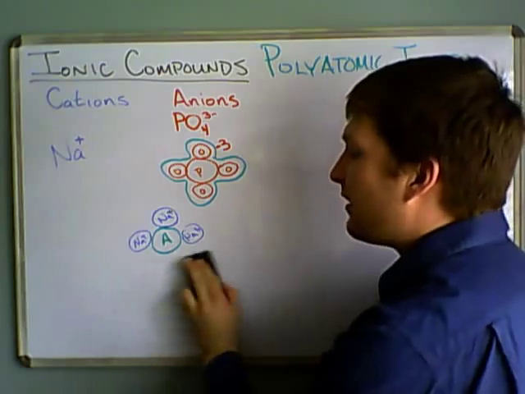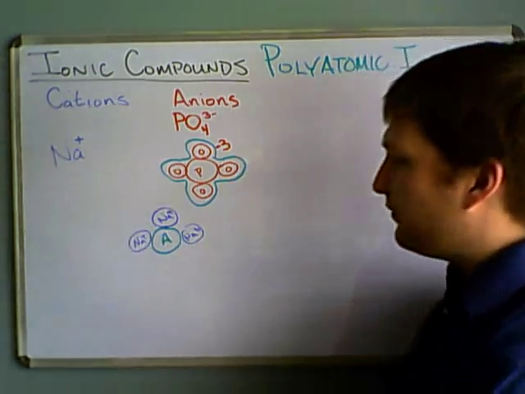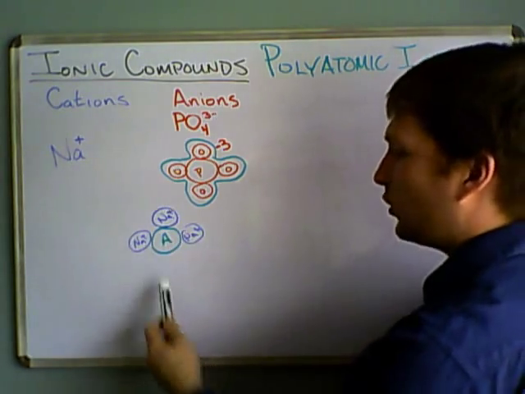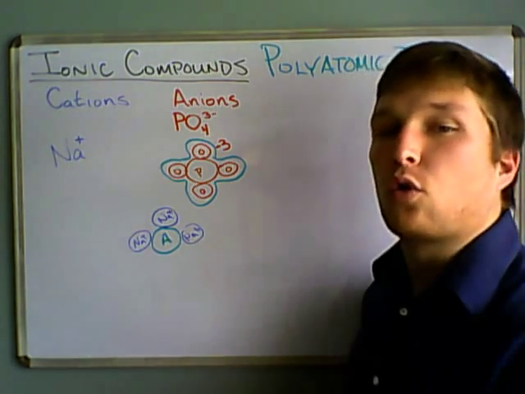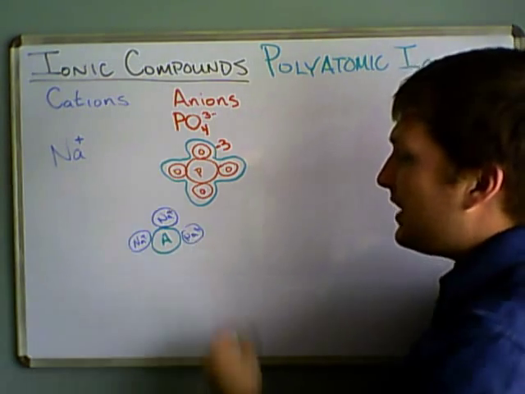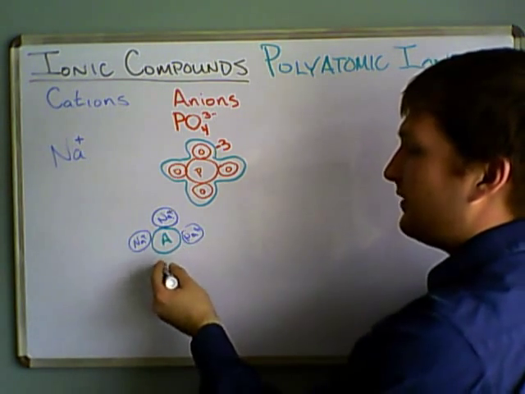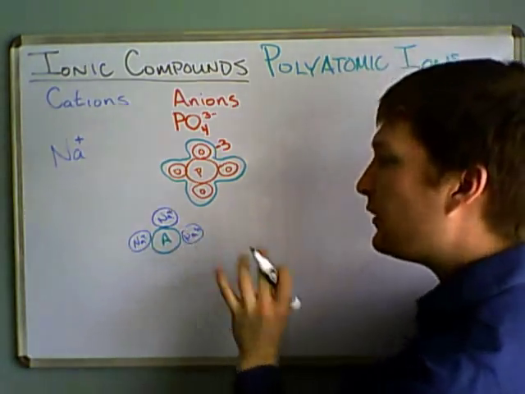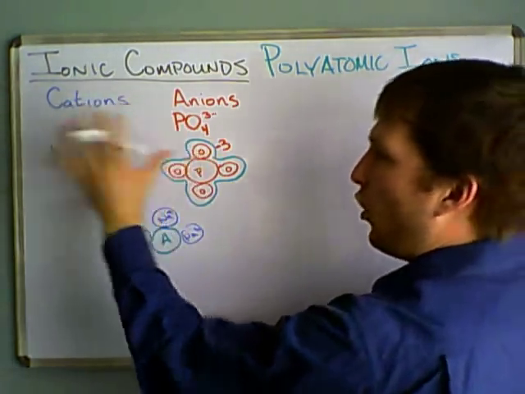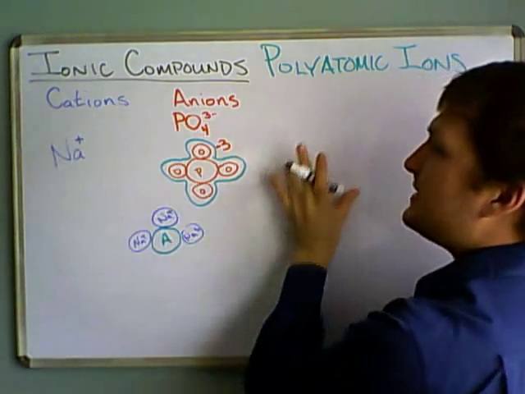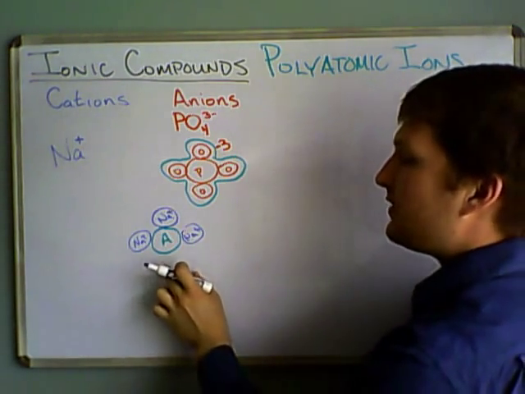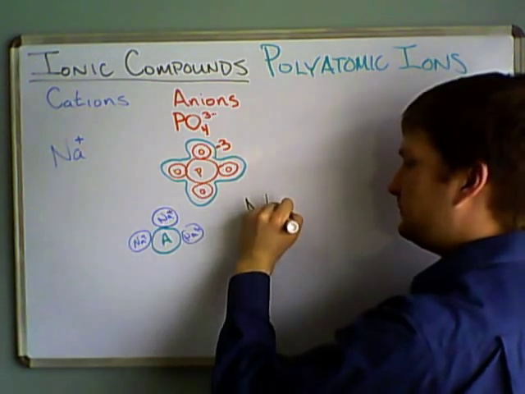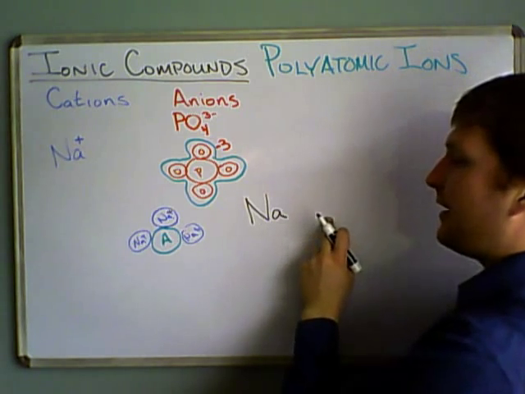So, now how would we write a formula for that? Because before, we only had two different atoms to worry about. It was either sodium and chlorine or something like that, or chloride. But now, we have more atoms to worry about. So, it follows the same rule. The cation always gets written first, and then the anion. So if I want to write the cation first, well, that's sodium. I'm going to write sodium. And now it's the anion.